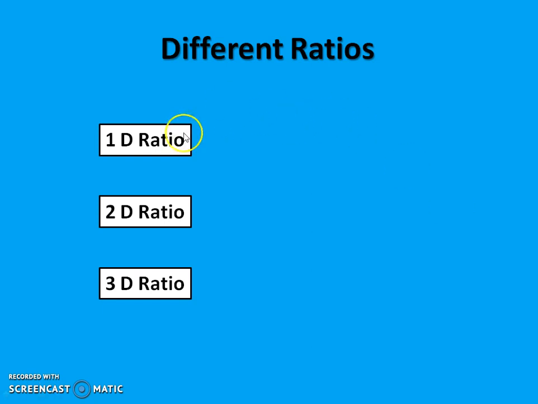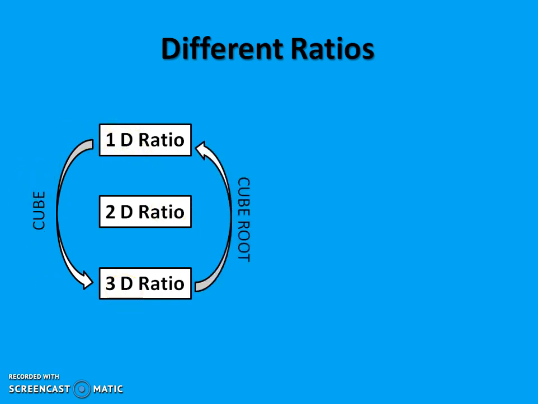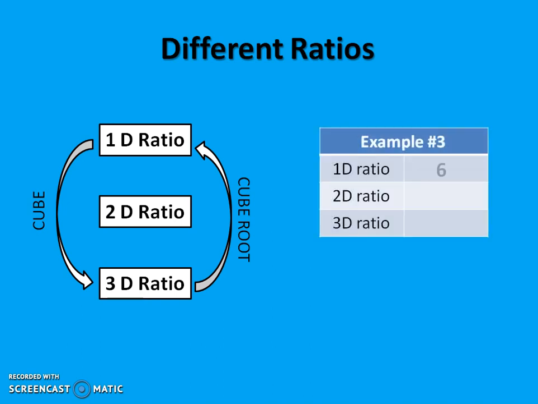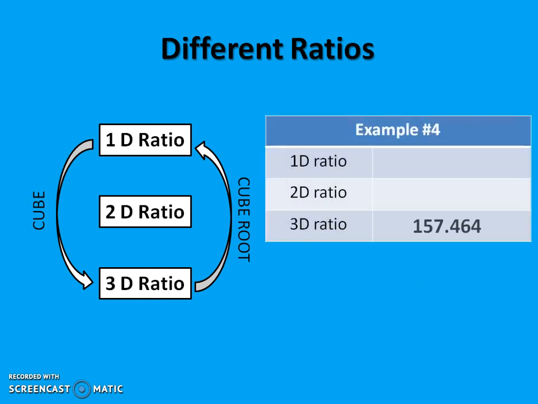And the same idea applies to the 1D versus 3D ratio. If you had the 1D ratio, you would cube it to find the 3D, and working backwards, you would take the cube root. So for instance, if I gave you the 1D ratio, so if one shape was 6 times bigger than the other in its length, height, radius, or anything 1D, it means that the areas would be 36 times larger and the volumes would be 216 times larger.